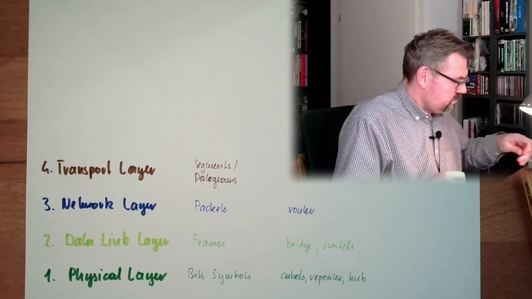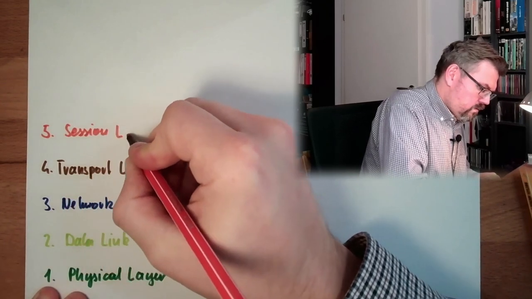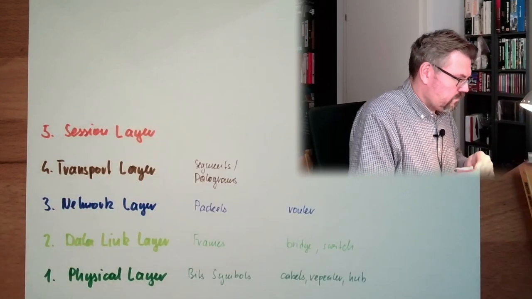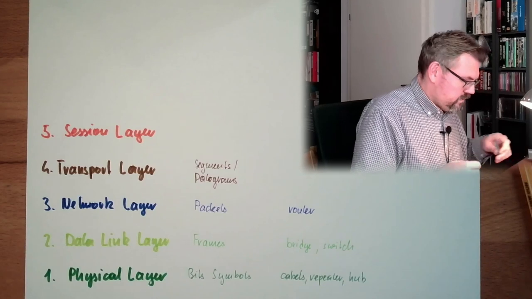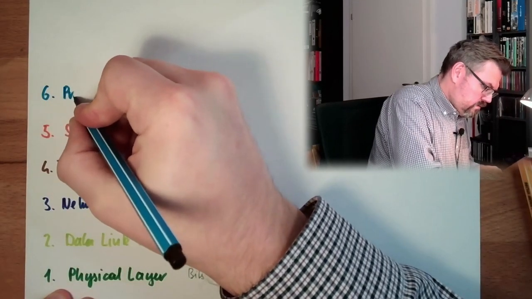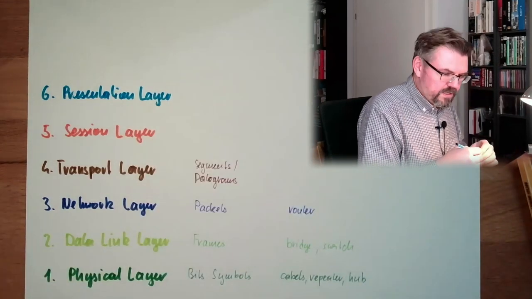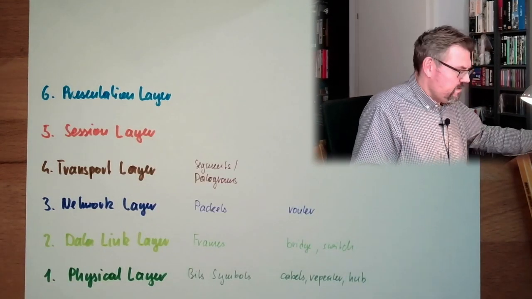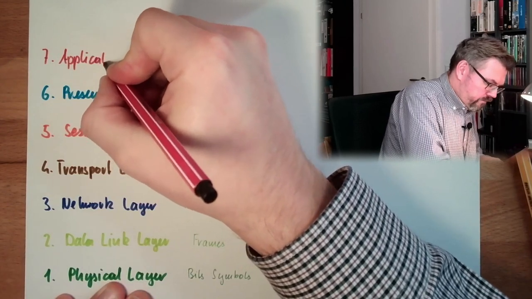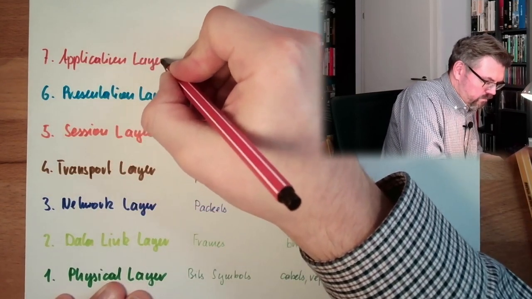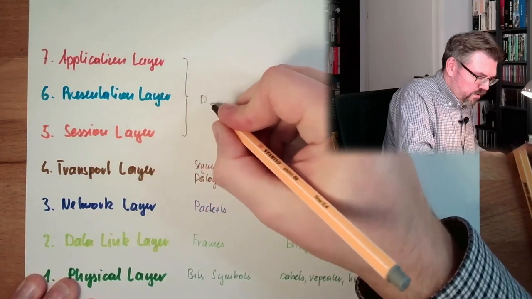Five is the session layer. Six is the presentation layer. And finally, seven is the application layer. Here we are usually just talking about data.